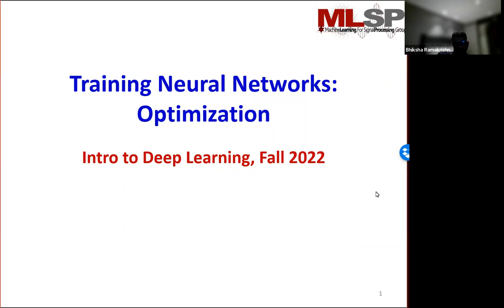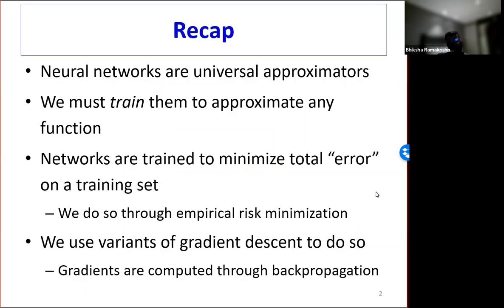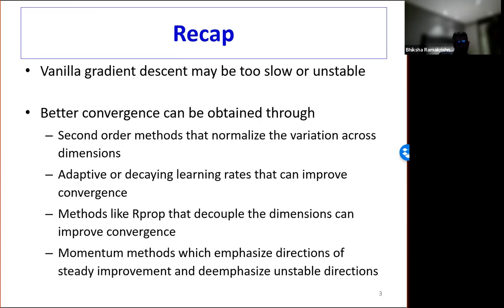We have seen so far that neural networks are universal approximators. We must train them to approximate any function, and these are trained to minimize a total error on a training set, which we do through empirical risk minimization. We also saw that we use variants of gradient descent to do this optimization, where gradients are computed through backpropagation.